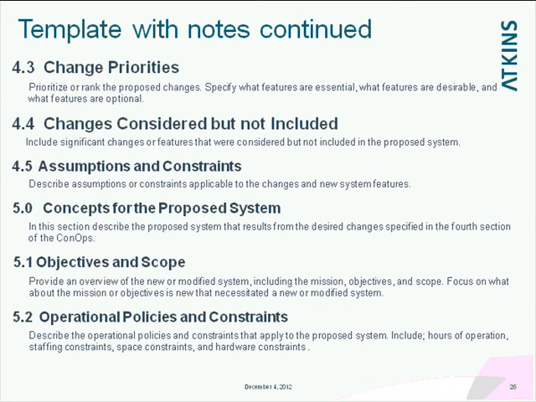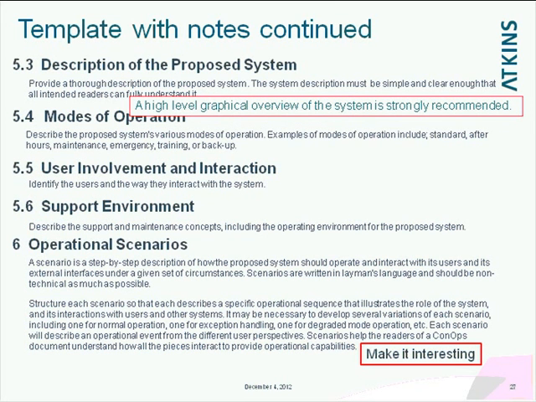And then you get into Section 5, which is concepts for the proposed system. And you go back and describe what it is that you want to do, why you want to do it, what kind of policies and constraints exist today and could exist in the future. Describe the proposed system. Talk about the different modes of operations. Talk about how users can get involved and interact with it. What kind of support environment it's going to create. You could run into a situation where you describe the ideal system everybody wants, but the support environment for it is prohibitively expensive.